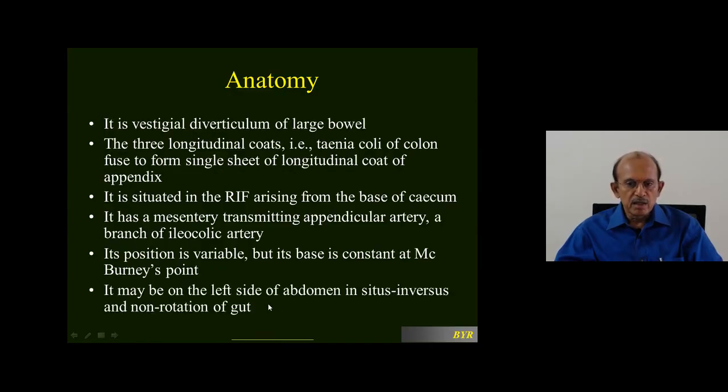It may be on the left side of the abdomen in situs inversus or non-rotation of the gut. What is situs inversus? All the organs which should be there on the right side, they will be on the left side. And what is the non-rotation of the gut? Why is the appendix on the left side in non-rotation of the gut?